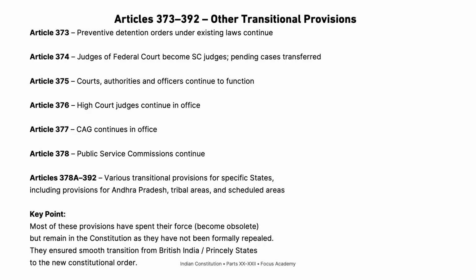The judges of the federal court existed before the commencement of the Indian Constitution. The Supreme Court came into being only in the year 1950. Before that it was called the federal court. So federal court judges became Supreme Court judges. Again, for transition, not important.